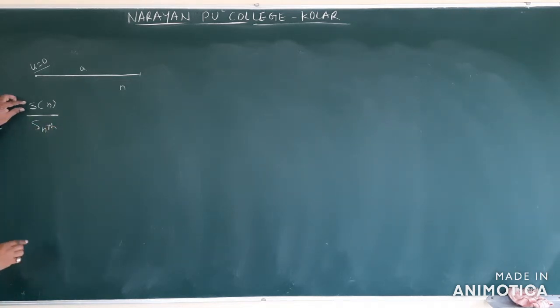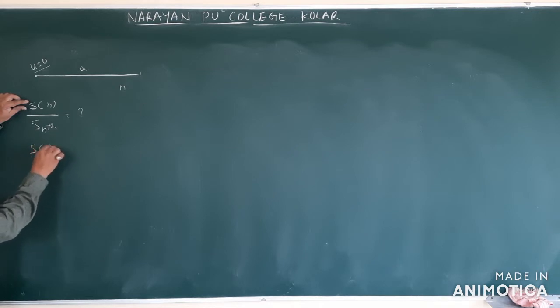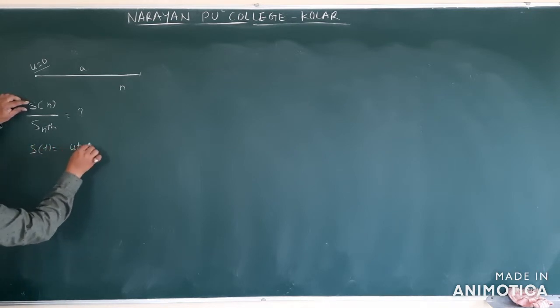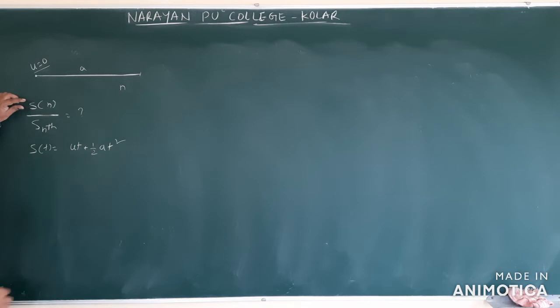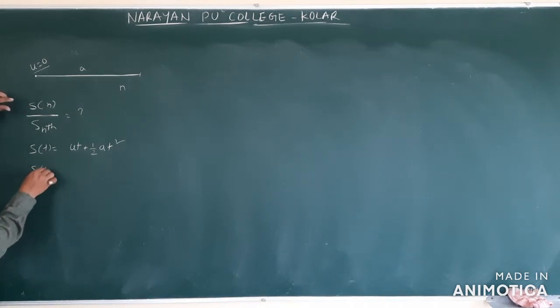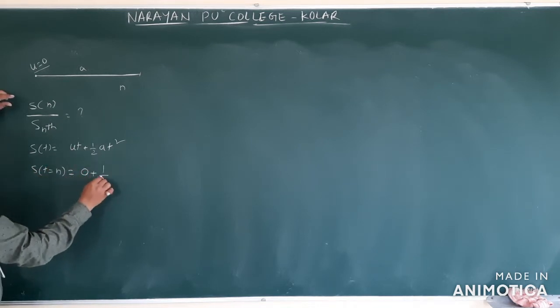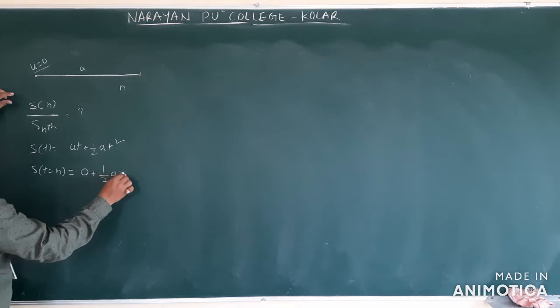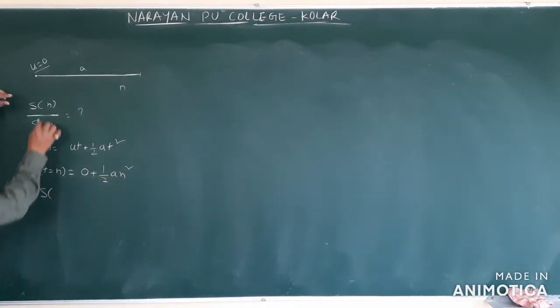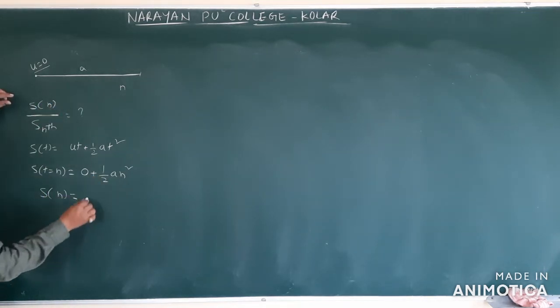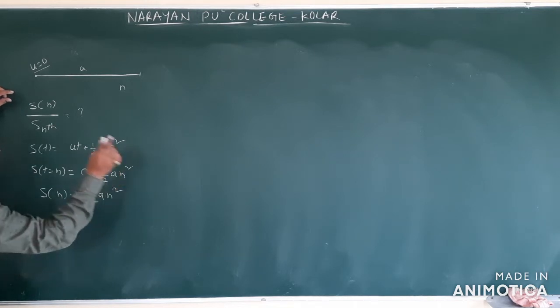What is the formula for distance traveled in n seconds? Distance covered in t time. What is the formula? S_t is equal to ut plus half a t square. Now they are asking distance covered in n seconds. In place of t, how much we should take? n. u value is 0. Therefore 0 into n, 0, plus half a n square. Then distance covered in n seconds is equal to half a n square.